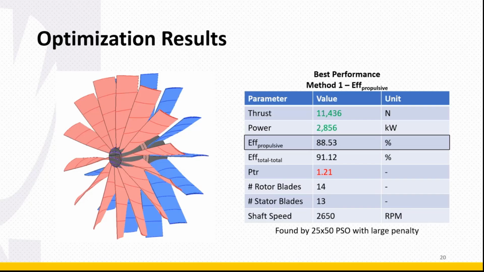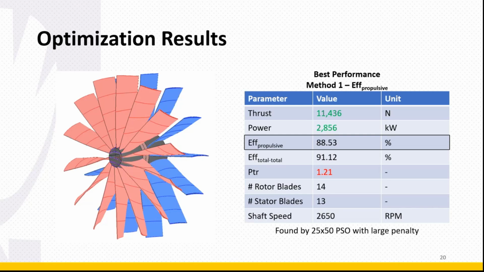This slide is the best performing overall fan for the first method of calculating efficiency, the propulsive efficiency. And once again, on the left, we have a 3D render of it from AxSTREAM. It was found by the 25 by 50 PSO with a large penalty factor. As we can see, it meets the thrust constraint. That 11.4 kilonewtons is just on the low end of that minus 10% of the nominal thrust value. And it consumes less power than is available to it, meeting that constraint as well.